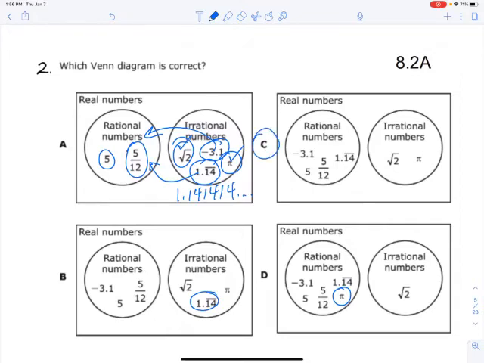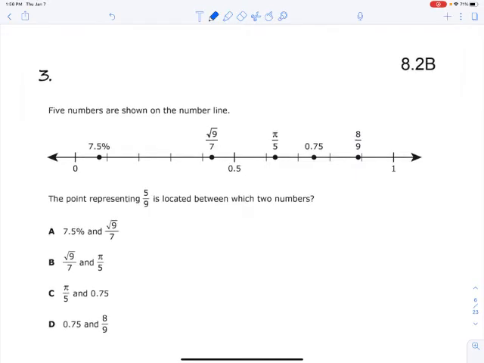Okay, so that's the second one. Number 3. This is one that you might want to use your calculator for. It's definitely one kind of like that last one. You would need a calculator for it as well. We've got 5 numbers shown on the number line. The point representing 5/9 is located between which 2 numbers?